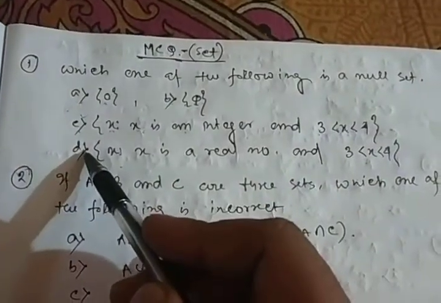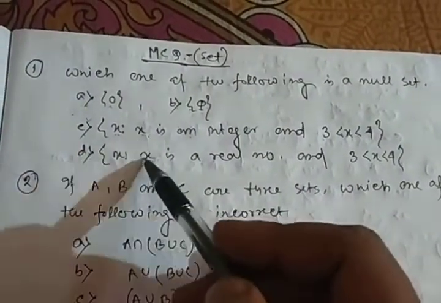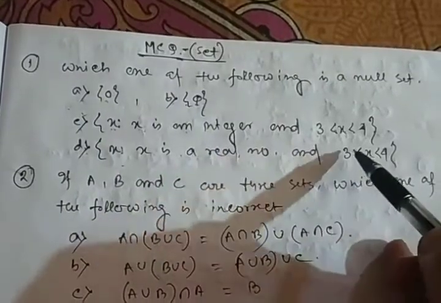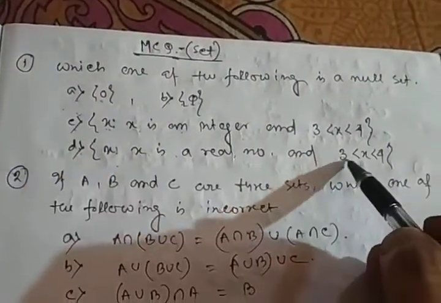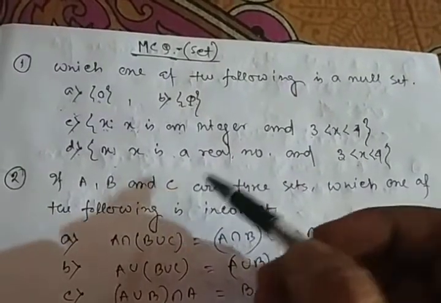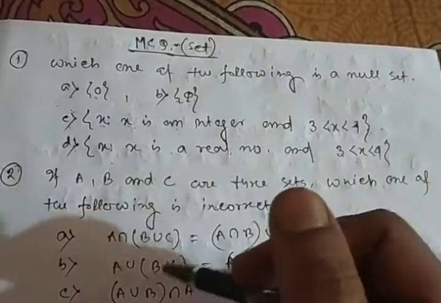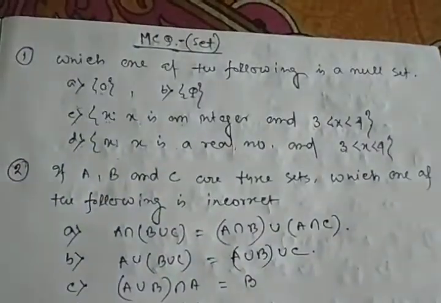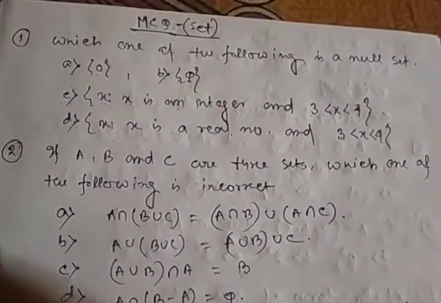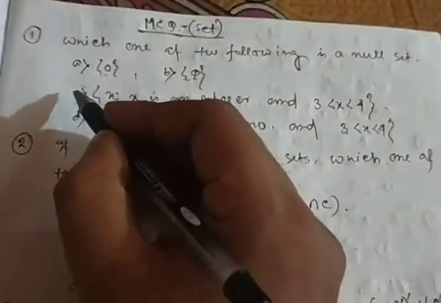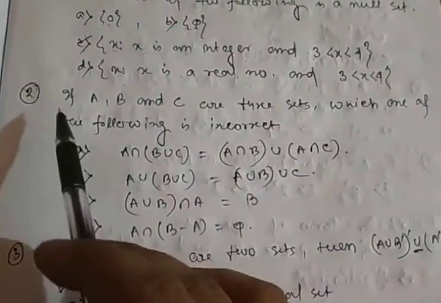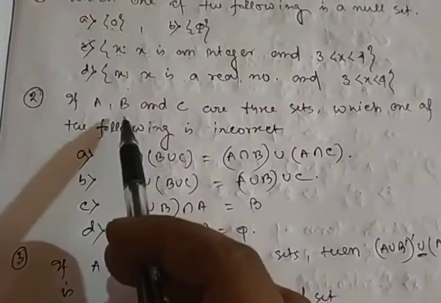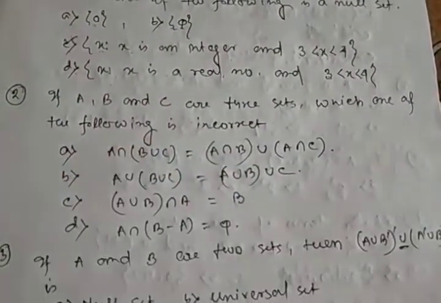Also, if we take option D, x is a real number. Now there are infinite real numbers between 3 and 4: 3.1, 3.01, 3.001, there are infinite real numbers, so this option is not correct, so the correct answer will be C. Second question is, if A, B and C are three sets, which one of the following is incorrect?